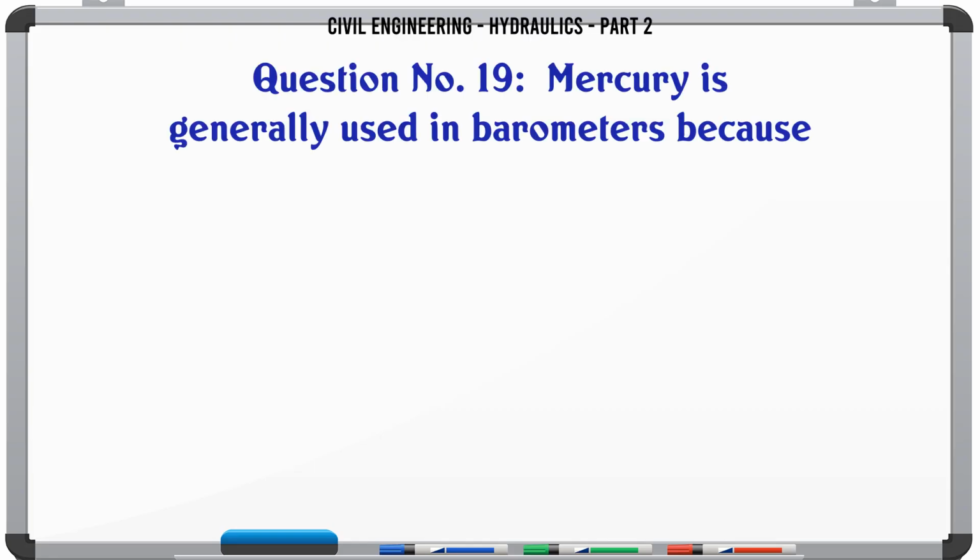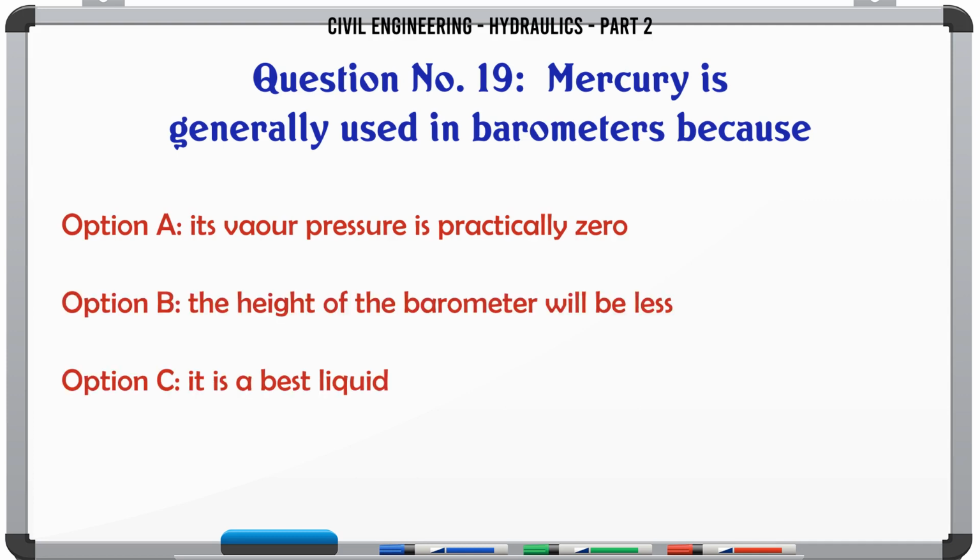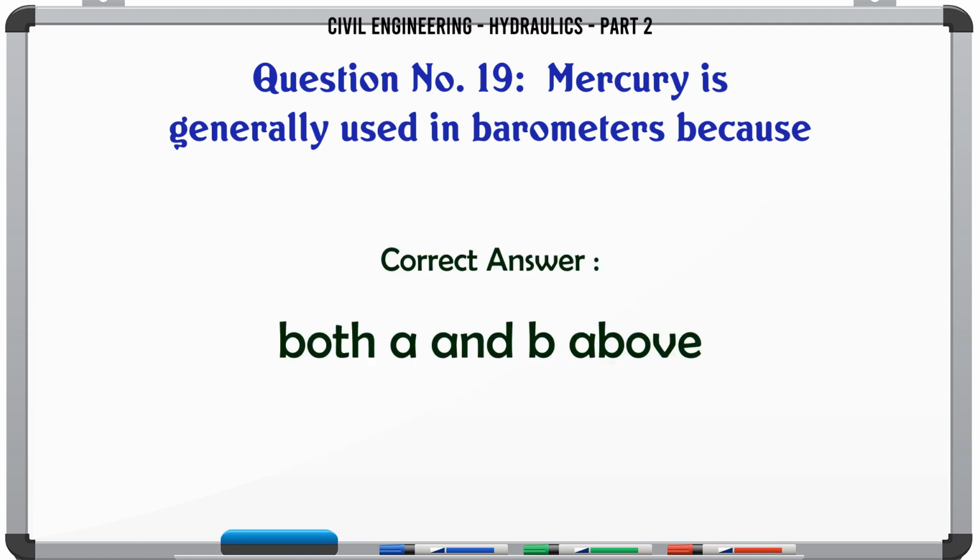Mercury is generally used in barometers because A. Its vapor pressure is practically zero. B. The height of the barometer will be less. C. It is a best liquid. D. Both A and B above. The correct answer is both A and B above.